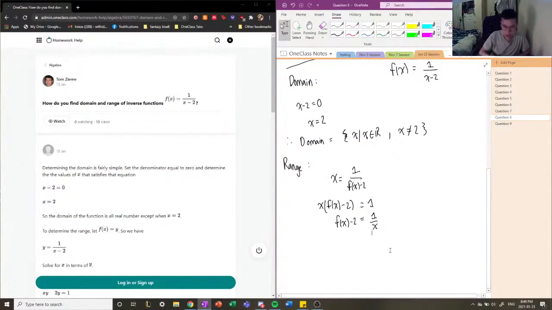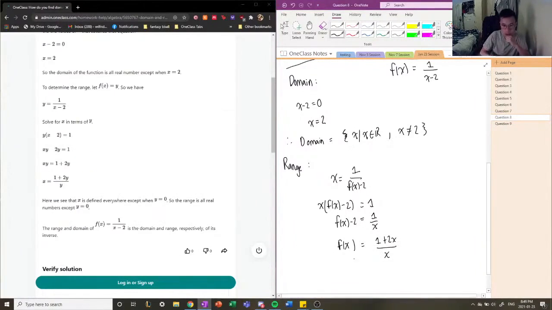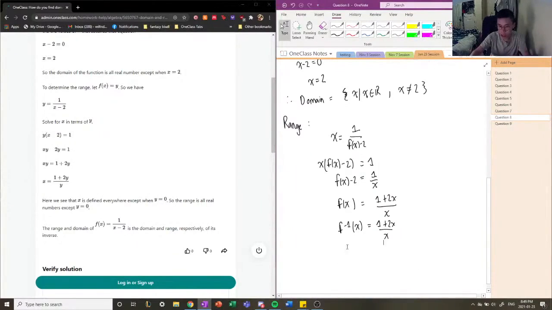Then I get rid of this 2 by adding 2 to both sides, and we get 1 plus 2x divided by x. Now I write this notation here: f inverse of x is equal to 1 plus 2x divided by x. And we calculate the domain of our function here.